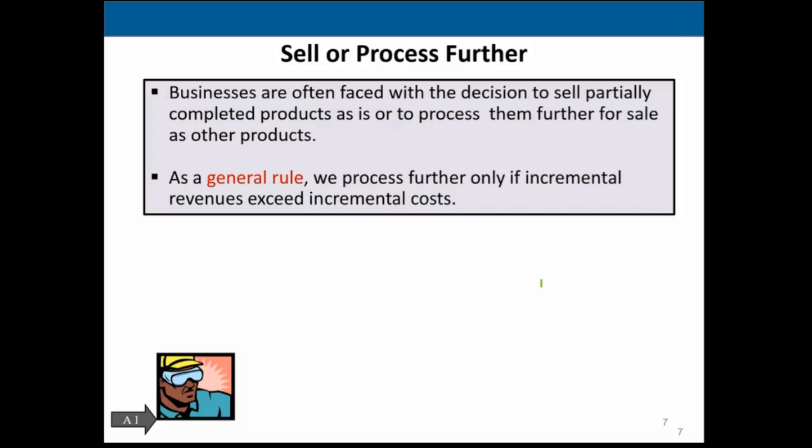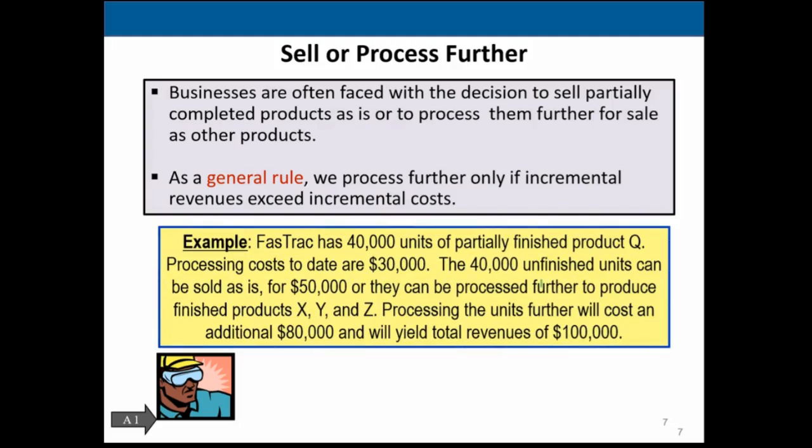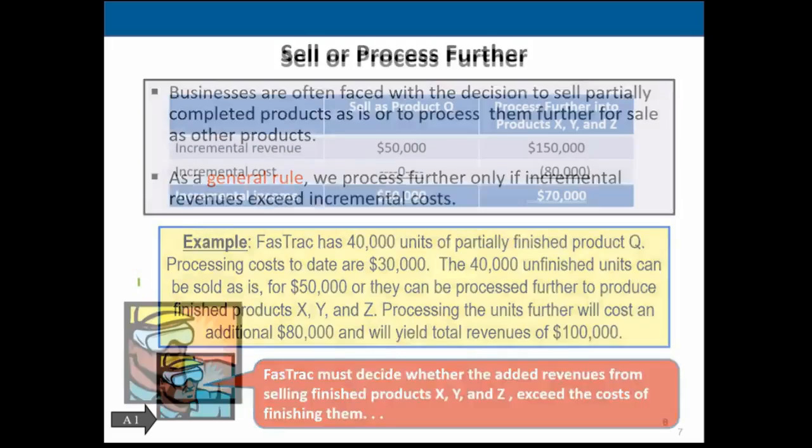But we're going to of course have the cost of processing further. So for example, we have 40,000 units of partially finished Q units. Processing costs to date are 30,000. The 40,000 unfinished units can be sold as is for $50,000, or they can be processed further to produce finished products X, Y, and Z. Processing the units further will cost an additional 80,000, but we'll get revenue of 150,000 at that time. So let's take a look at the analysis. What should Fast Track do?